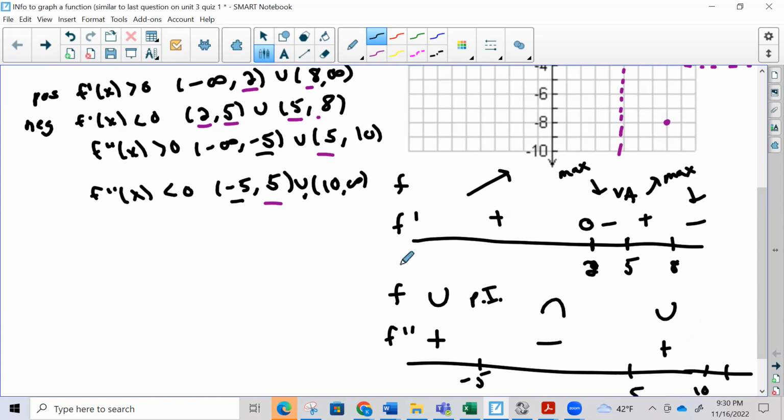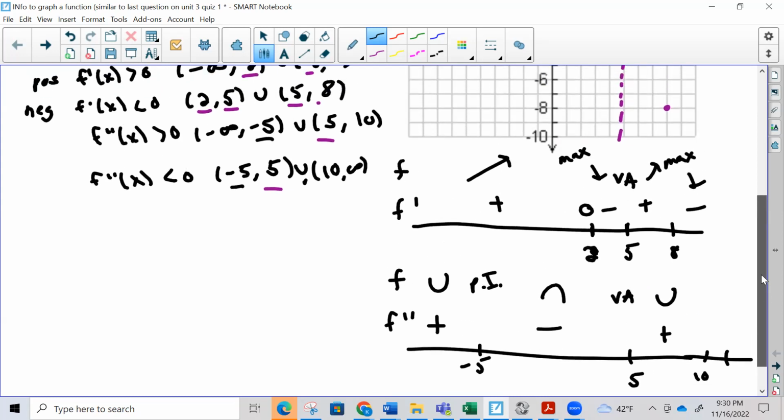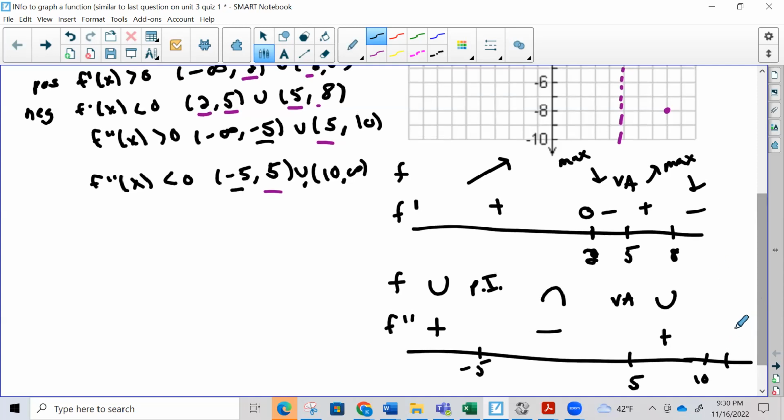And at 5, this is a vertical asymptote. So it's not a point of inflection. It is where it changes concavity, but because it's not a point on the graph, it's not a point of inflection. And then from 10 to infinity, it's negative, it's less than 0. So it's concave down, and then this would be another point of inflection.